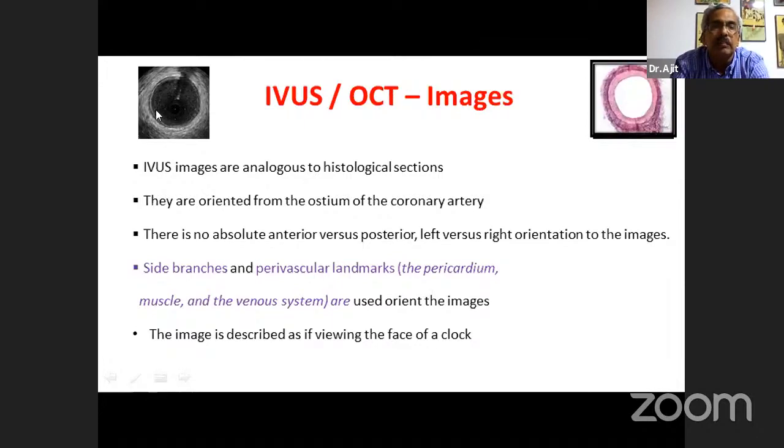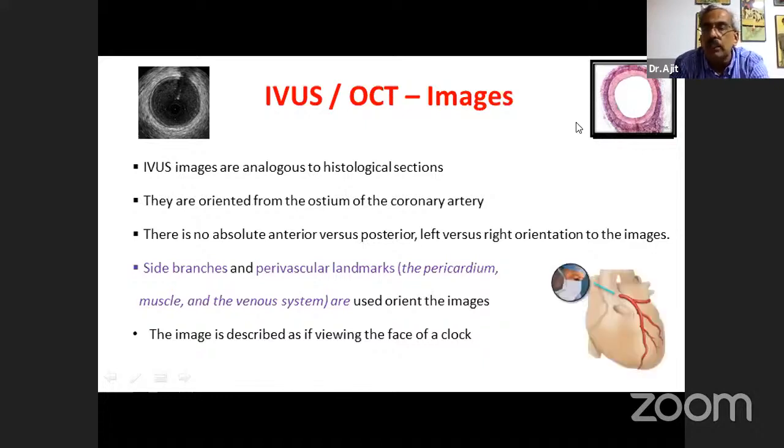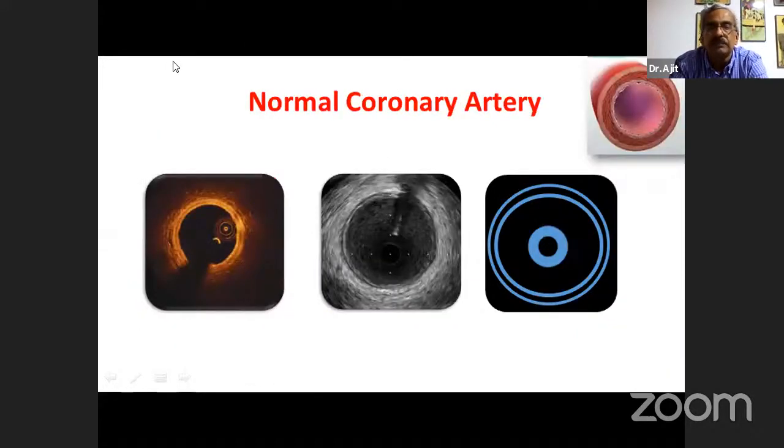So you can see on the left what an IVUS looks like, and you can see how the histology looks, and you can see the intima, the media, and the adventitia very, very nicely, just like the histology. And the pictures that you take are as if you're looking into the coronary artery, and the picture interpretation is like a clock. So we say, okay, there's a 10 o'clock problem, there's a 2 o'clock problem, or there's a 6 o'clock problem. And this is how you describe an intravascular ultrasound or an OCT picture.